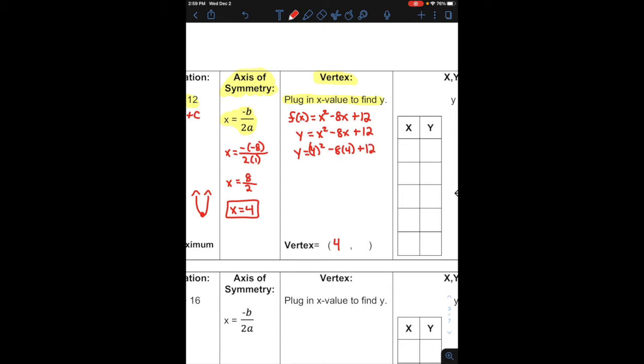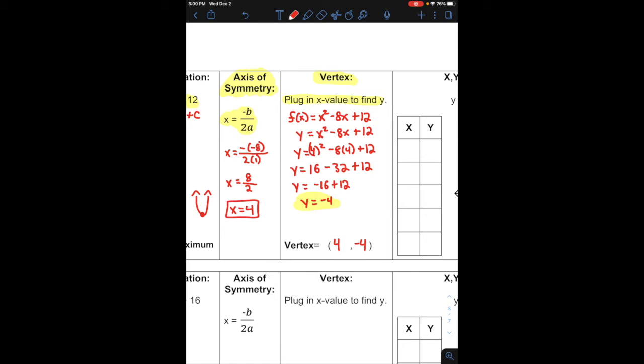Please be very careful with your work. We're going to use the order of operations, in which we will first use the exponent. 4 squared is going to give us 16. Minus, we'll do the multiplication. Negative 8 times 4 is negative 32 plus 12. Next step would be the subtraction first. 16 minus 32 is negative 16 plus 12, and we'll finally arrive at our y value, which is negative 4. Now that I know the y value, I now know the ordered pair of my vertex is the ordered pair 4, negative 4.